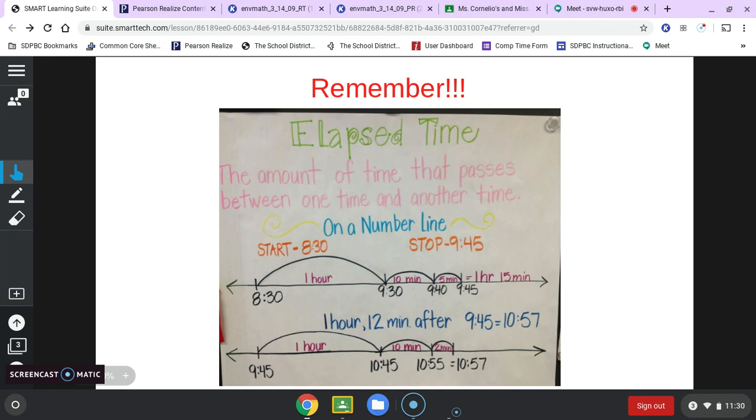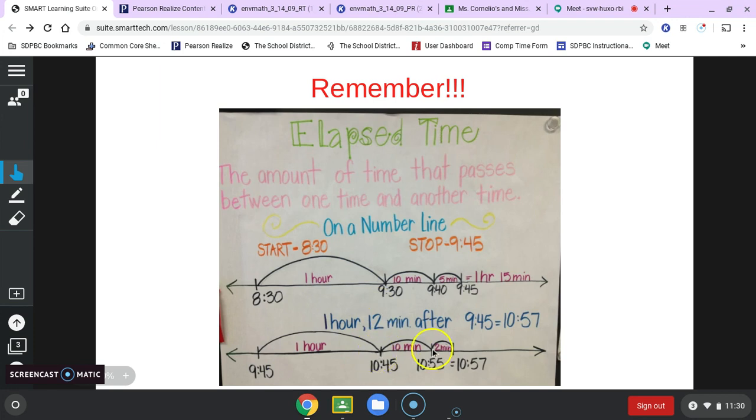Okay. So for our second example, they gave us the start time 9:45, and they want us to go 1 hour and 12 minutes. So we know we can jump one whole hour. 9:45 plus 1 hour is going to give us 10:45. 10:45 is not the end of where we need to go. We need to go 12 minutes more.